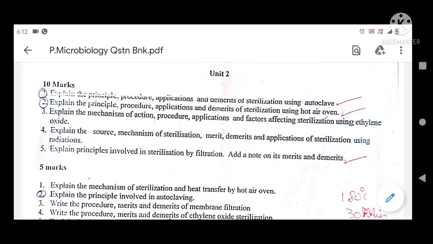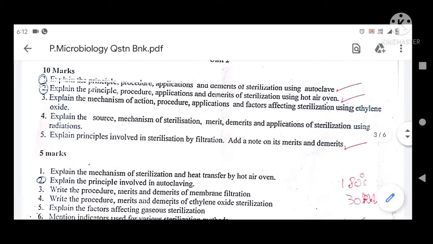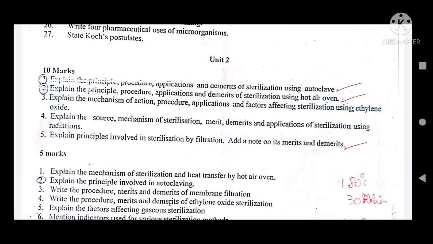10 marks questions. First one: explain the principle, procedure, application and the demerits of sterilization using autoclave. You have to explain the principle, procedure, application and some of the demerits, disadvantages of sterilization by using the autoclave sterilization method. The second one is explain the principle, procedure, application, demerits of sterilization using a hot air oven. These are very important questions for 10 marks, asked many times in your examination. Keep it in your mind.